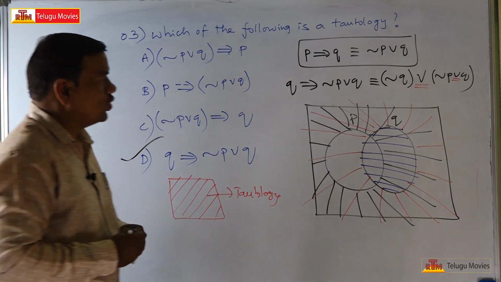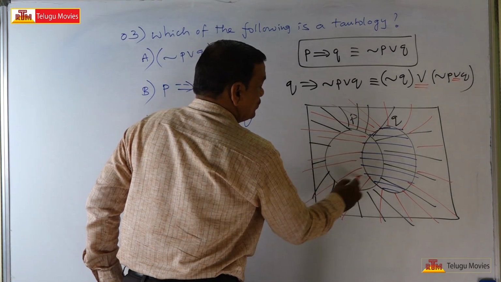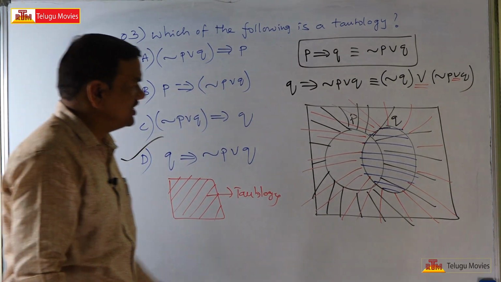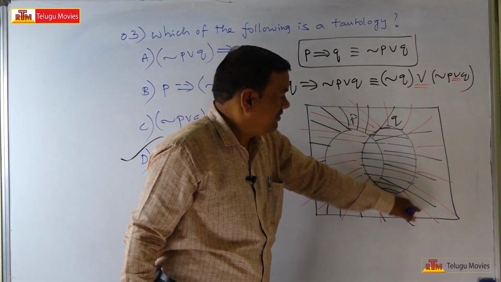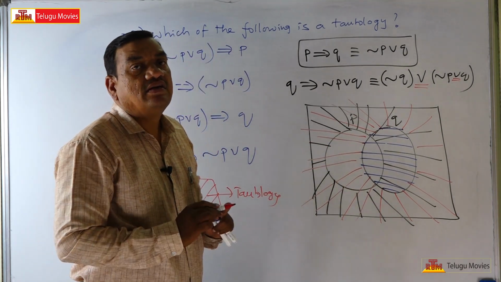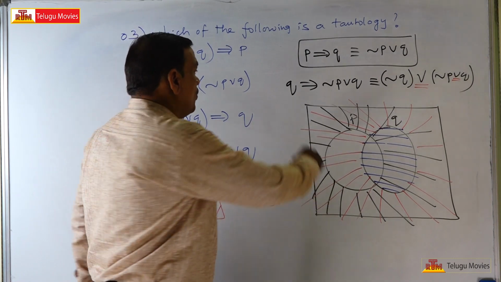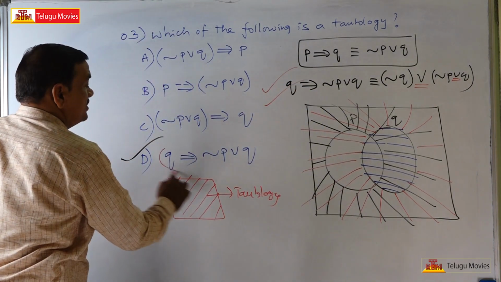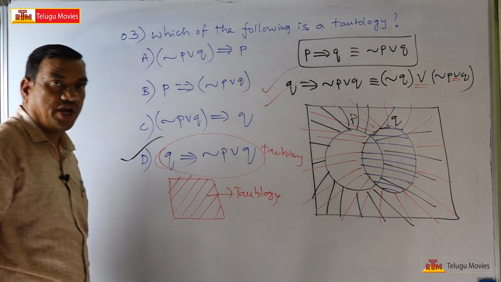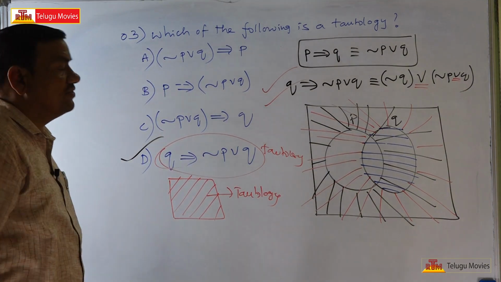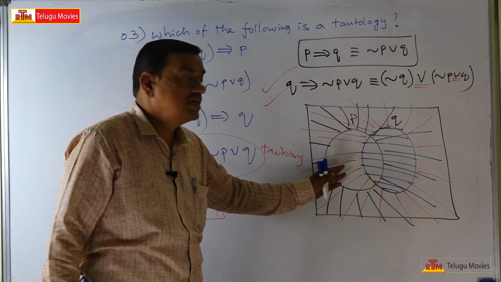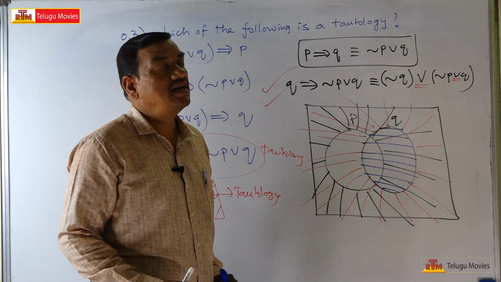See here, is the total Venn diagram shaded or not? Is there any gap anywhere? Is there any empty place anywhere? Nowhere. Therefore, this is a tautology. See here, within a very short time, within one or two minutes, I have drawn this Venn diagram and concluded that it is a tautology.